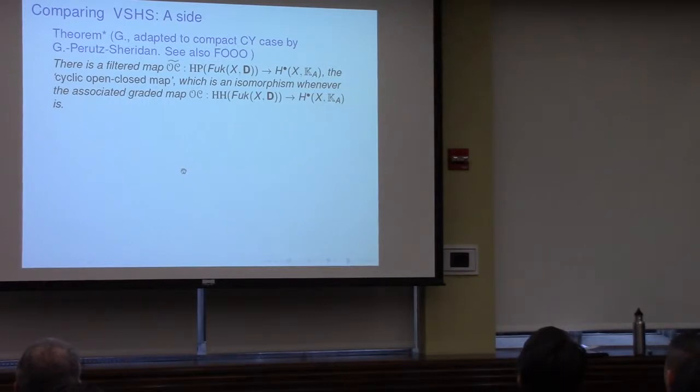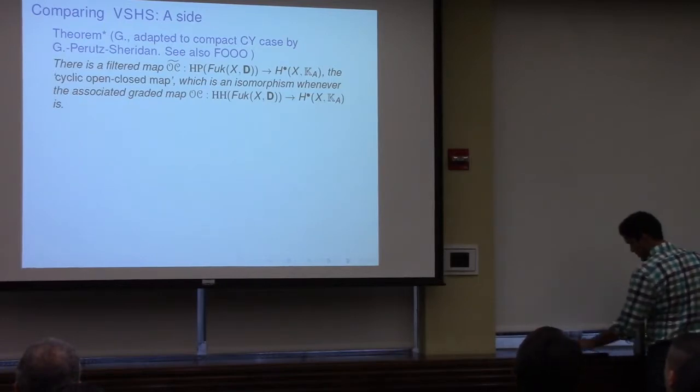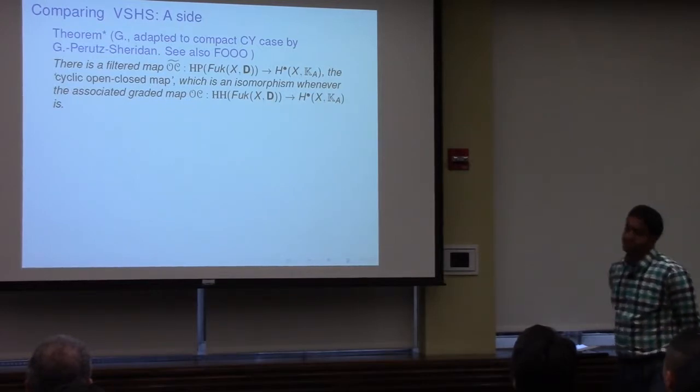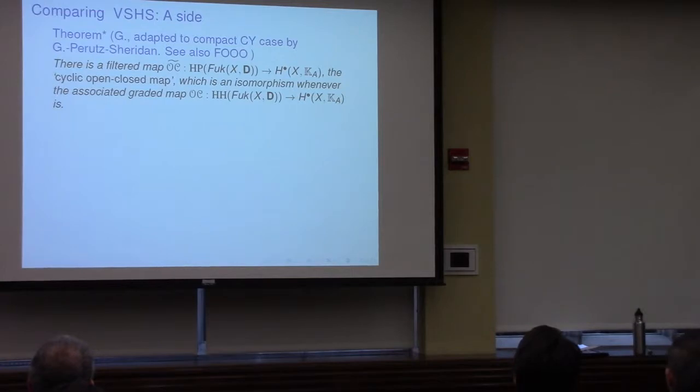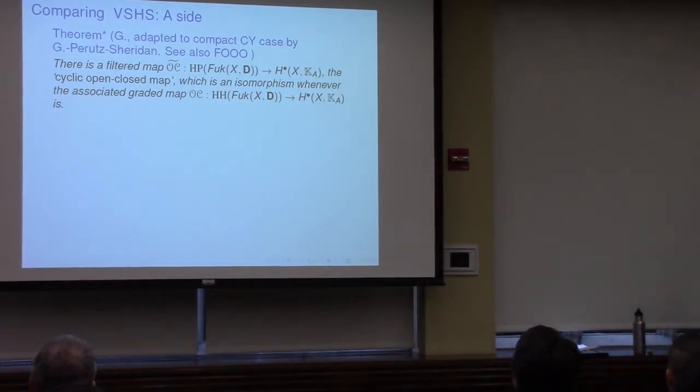Okay, so let's talk about the main technical input into this theorem. Firstly, it's a theorem due to me and adapted to the compact Calabi-Yau case in joint work with Perutz and Sheridan. Also separately, I understand it's due to Fukaya, Oh, Ohta, Ono, constructing an actual map between these filtered bundles. So there's a filtered map called tilde OC from the periodic cyclic homology of the Fukaya category to the cohomology of x with coefficients in Laurent polynomials. We call it the cyclic open-closed map.